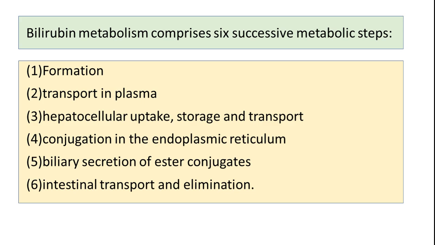So bilirubin is one very important metabolite that we obtain in the metabolism of heme ring. So that's the reason why we consider bilirubin metabolism as synonymous with bile pigment formation. Okay, so in bilirubin metabolism there are 6 very important stages. One is its formation, bilirubin biosynthesis, and then the second stage, transport of bilirubin in plasma, and the third one, hepatocellular uptake, storage and transport, and then conjugation in the endoplasmic reticulum, and then biliary secretion of ester conjugates, and then intestinal transport and elimination.